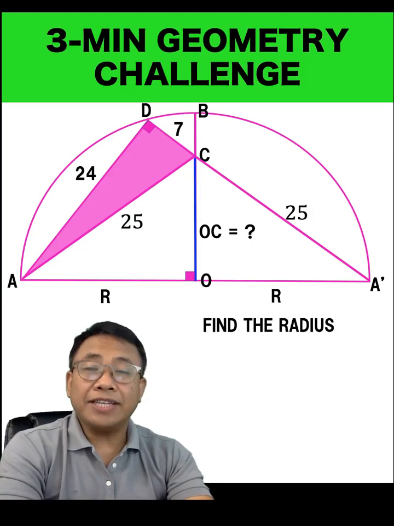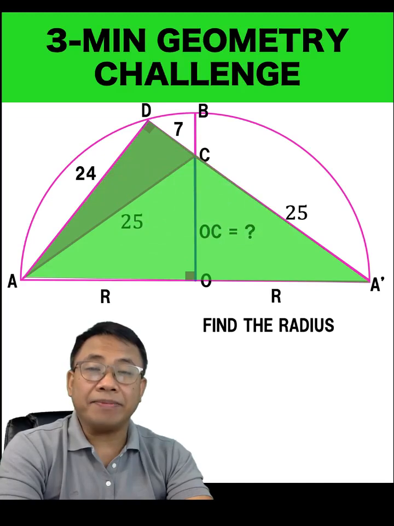Then let's concentrate on the big right triangle ADA prime. We know that AD is equal to 24 units and CD is equal to 7 units and A prime C is 25 units, which gives us the length of leg A prime D to be 32 units.